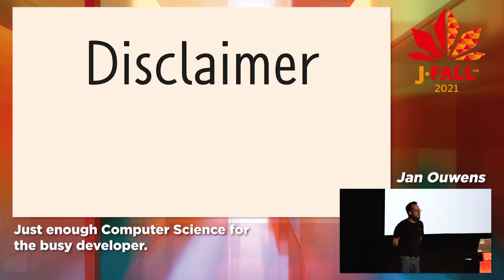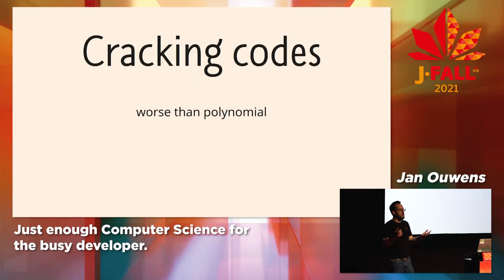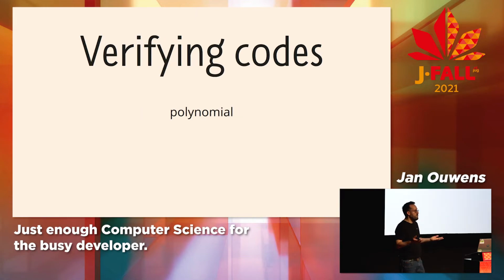And here's a disclaimer: I'm going to simplify things from here on, just so you know. So cracking codes, if you have an encoded piece of information and you want to crack it, then the algorithm to do so will have a complexity that is worse than polynomial, or it will have a very large big O. But if you have a possible solution and you want to check if it is actually correct, then the algorithm to do that is polynomial. And polynomial means basically you can reasonably execute this algorithm and still live before the computer comes back with an answer.